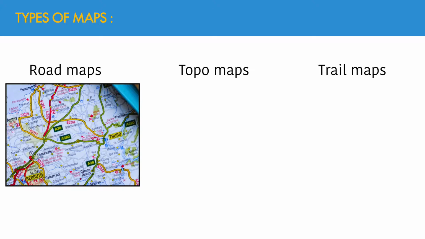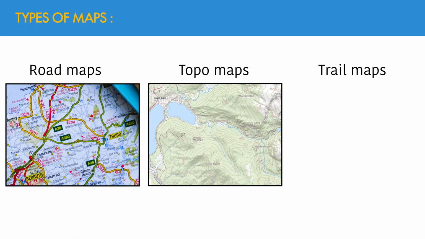The second type is the topographic map, or topo maps for short. This is the one that suits our needs in the wilderness because it combines natural and man-made features, a scale, contour lines, a legend, and is oriented.